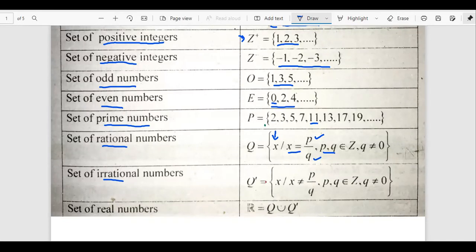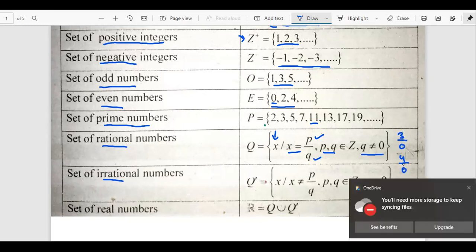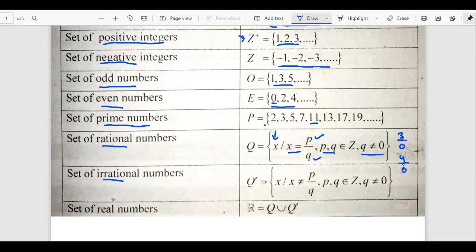But the only thing which you need to know is that obviously the denominator cannot be zero, because if you have 3 by 0 or 4 by 0, these are undefined forms, right? Since these are undefined forms, whenever we have a fraction, we clearly mention that the denominator cannot be zero. So don't get confused. Just know a rational number is a fraction wherein the numerator and denominator are integers. Okay. Other details would be discussed in the next table.